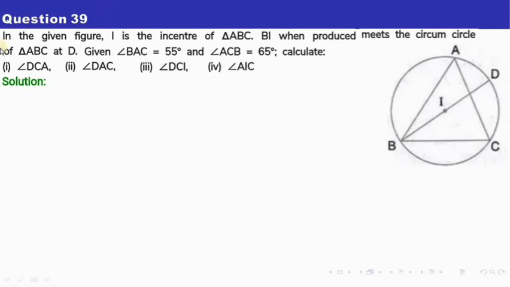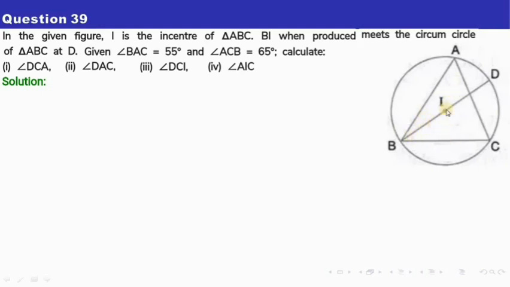Now in the given figure, I is the in-center of triangle ABC. So I is the in-center of ABC, which means this line is there, right? This I is formed by the intersection of three bisectors. Whenever we take the bisectors of each angle of a triangle, for example, in angle ABC, it is given that BI is the bisector of angle ABC. That means angle ABI and this angle both will be equal, because BI has bisected the angle.